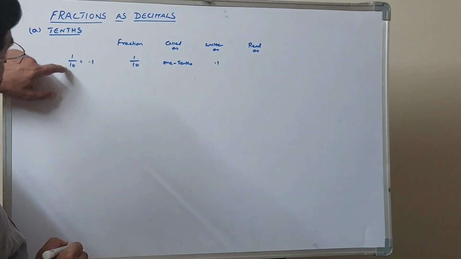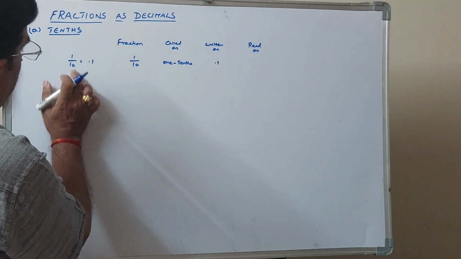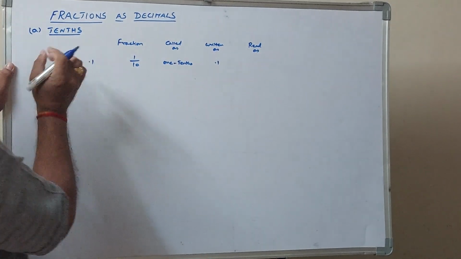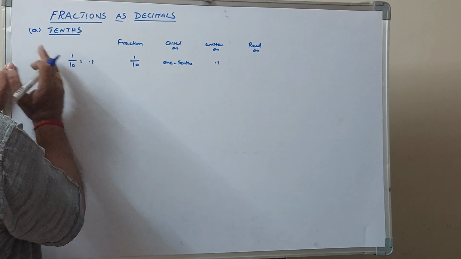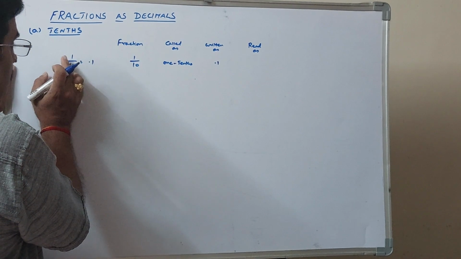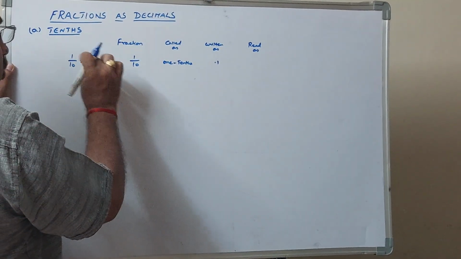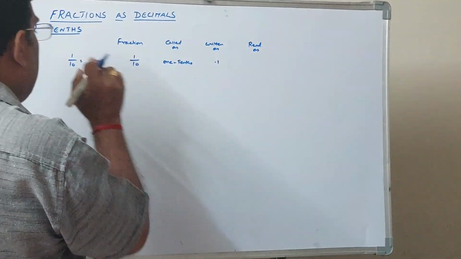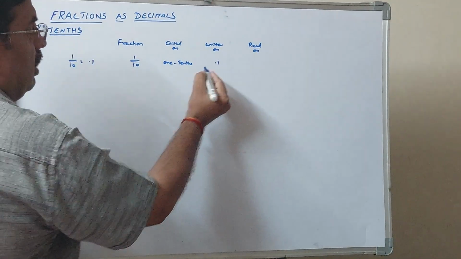See here, in decimals, how do we convert the fraction to a decimal? For 1 by 10, I am putting the decimal point one digit from the right. In the numerator, leave the rightmost digit and put the decimal point. Clear? Okay. 1 tenth means 0.1.